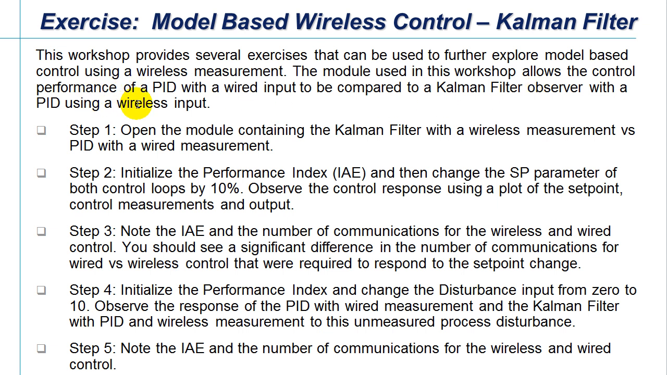In the initial part of our exercise, we'll look at the module that is used to create the Kalman filter and how that is used with the PID in wireless control. We'll then be initializing our performance index and introducing a set point change in both wired and wireless control, and then observing the integral of absolute error and number of communications. We'll then reinitialize our performance index and introduce a disturbance in both the wired and wireless control, and then observe the integral of absolute error and number of communications for both the wired and wireless control.